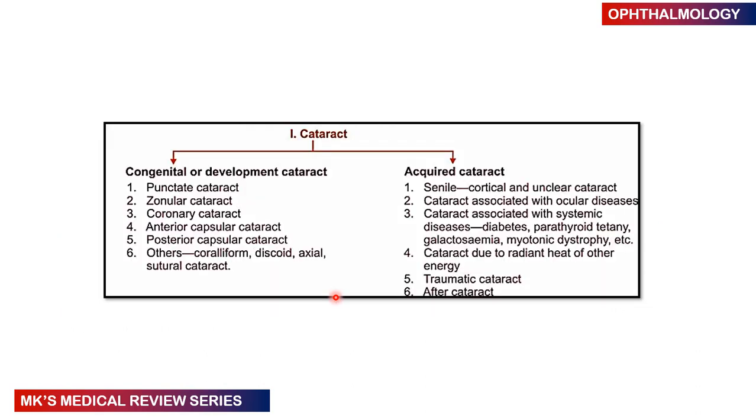So here's a diagram giving you the congenital developmental types of cataracts. Here, of course, they have grouped them into different types based on the morphology, I presume. Punctate cataracts, zonular cataracts, coronary cataracts, anterior capsule cataracts, posterior capsule cataracts, and then other forms of cataracts. Then, of course, acquired are senile cataracts, cataracts associated with ocular diseases, cataracts associated with systemic diseases, cataracts due to radiant heat or other energy, traumatic cataracts, and then after-cataract.